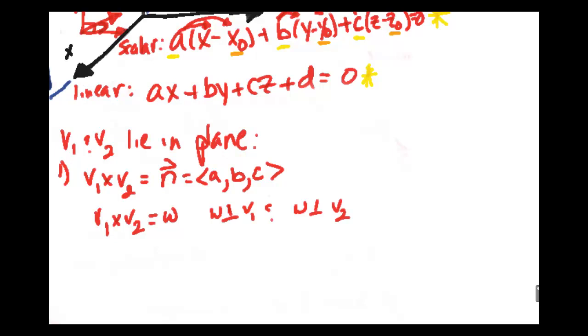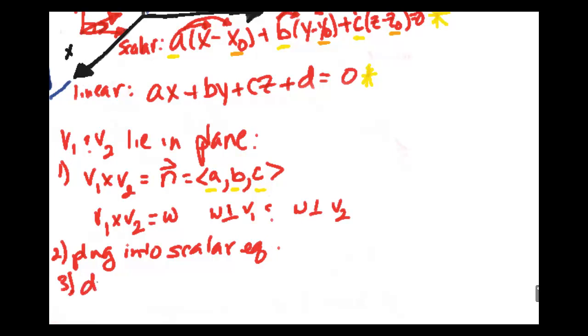So, after you find the cross product, which gives you your n hat, or your normal vector, then you just plug into the scalar equation above. And if they ask for a linear form, just distribute and combine like terms.